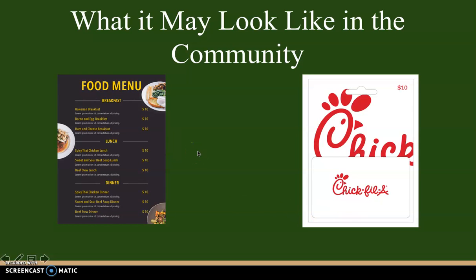And here are a couple examples of what it might look like in the community. First off, we have a menu from a restaurant. If you look at this menu, each food item costs $10. It's pretty awesome that they all cost $10. It's a pretty good deal. If you look over here, here is a Chick-fil-A gift card, which costs $10. And if you look at both pictures, you will see that they have it written out as $10. Same thing over here, $10. Again, this means $10.